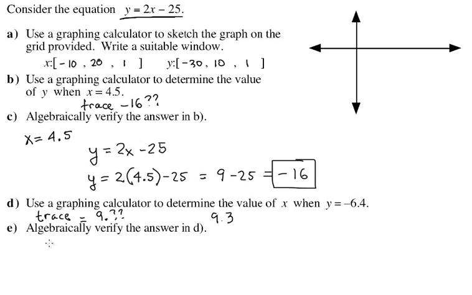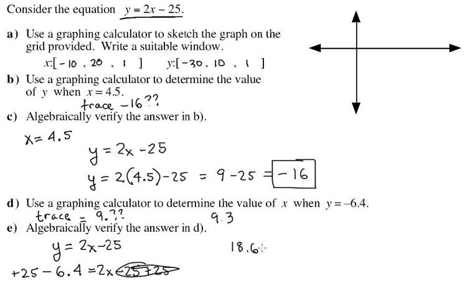Algebraically verify. Okay, we can do that. We know our equation is y equals 2x minus 25. If y is minus 6.4, we get this. Minus 6.4 equals 2x minus 25. We have to solve this for x, so add 25 to each side. Those cancel out. We get 25 minus 6.4 is 18.6 equals 2x. Divide both sides by 2 to get x by itself, and look at that. x is 9.3.